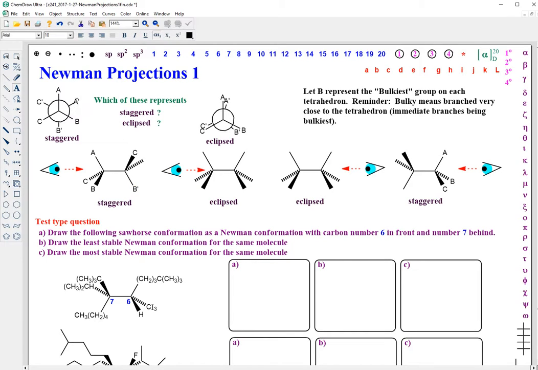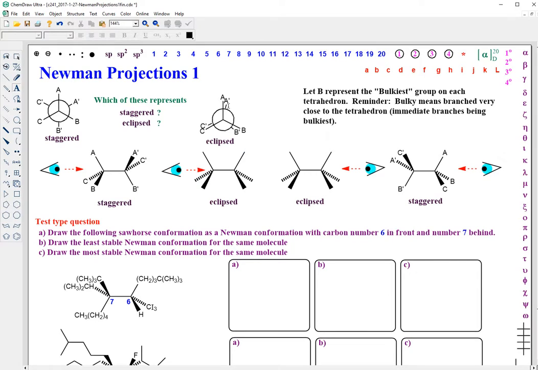A prime to my right. B prime directly down. C prime is clearly to my left and slightly up. Looking at it this way, this would be my left. And looking at it this way, this would be my left. There you go. Staggered from the left, staggered from the right.